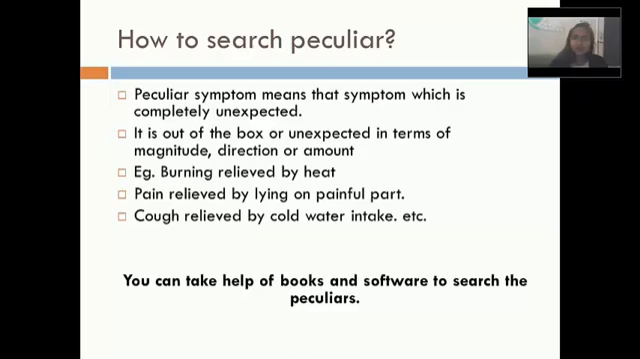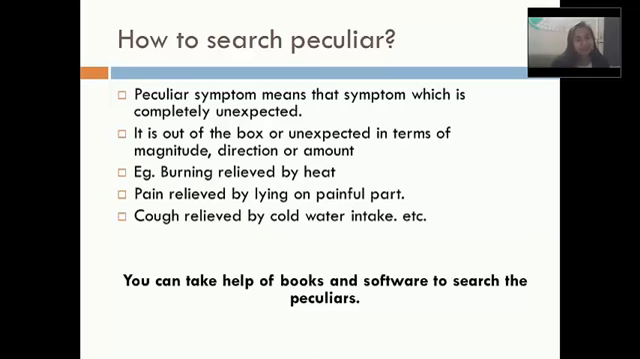Also I want to tell you how to search peculiar. Suppose you get some peculiar symptom, very particular, which you don't know whether it exists or not, where to find it. So first you have to understand what is a peculiar symptom. A peculiar symptom is that symptom which is completely unexpected, completely out of the box in terms of magnitude, direction or amount. For example, you can see burning relieved by heat. So this is completely unexpected. This is a peculiar symptom.